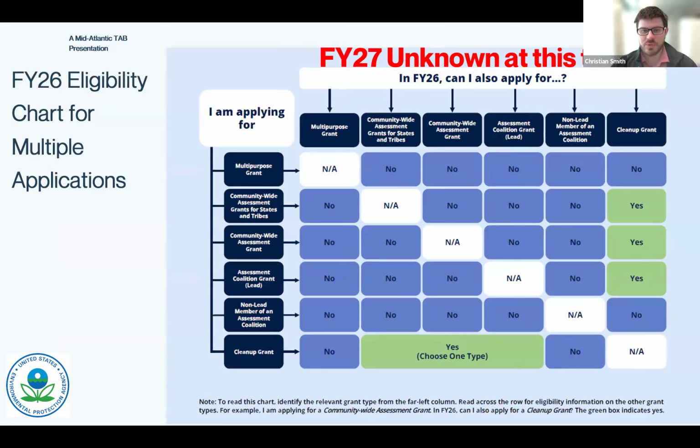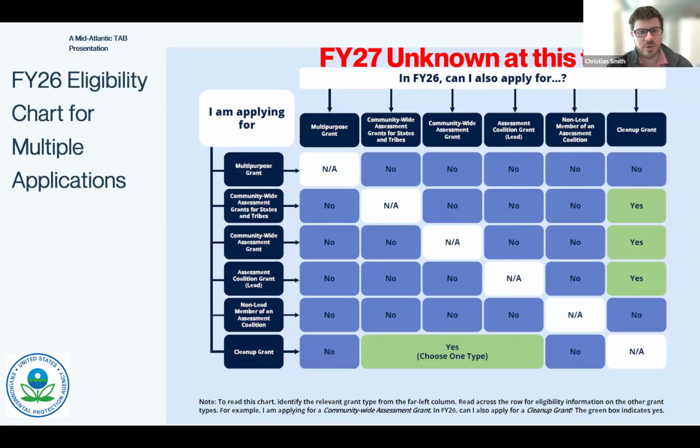If you want to apply for multiple different grants, this chart is where you would come. So you would start here with this first column where it says I'm applying for. You scroll down till you find what grant you want to apply for. And then once you do that, you'll go left to right and it'll show you what other grants you can apply for. So for example, if you go to a multi-purpose grant, you're not going to be eligible to apply for any other grant type.